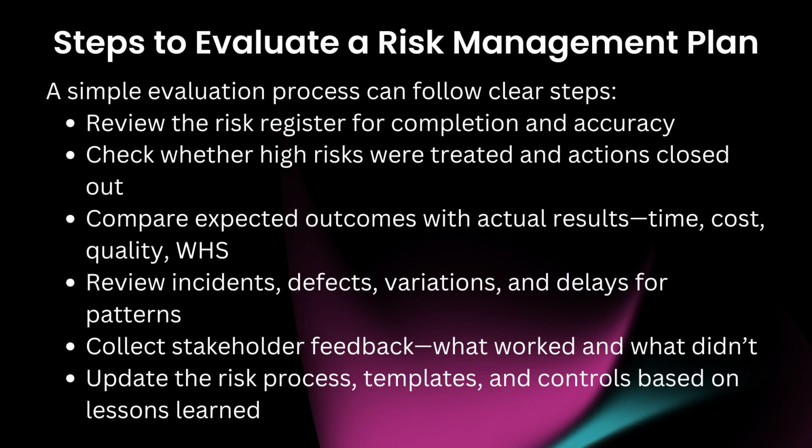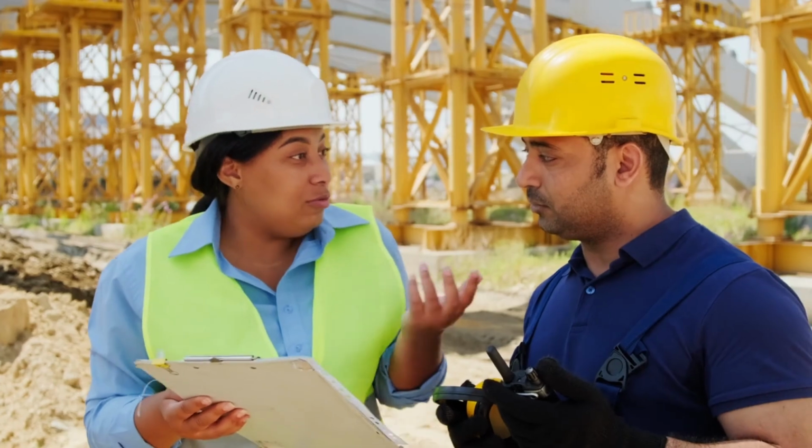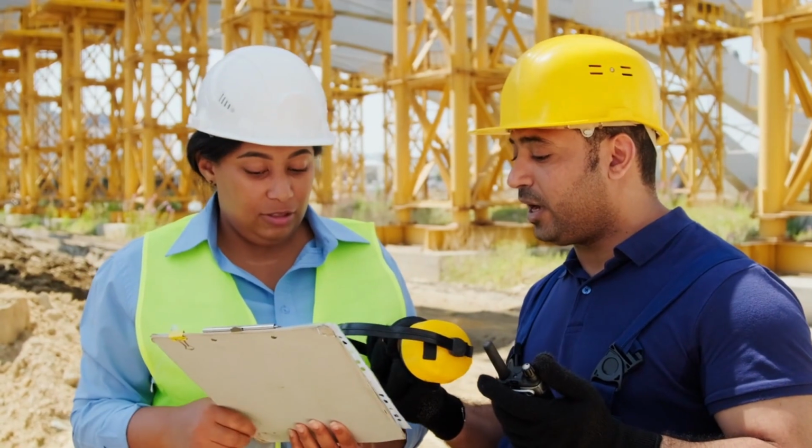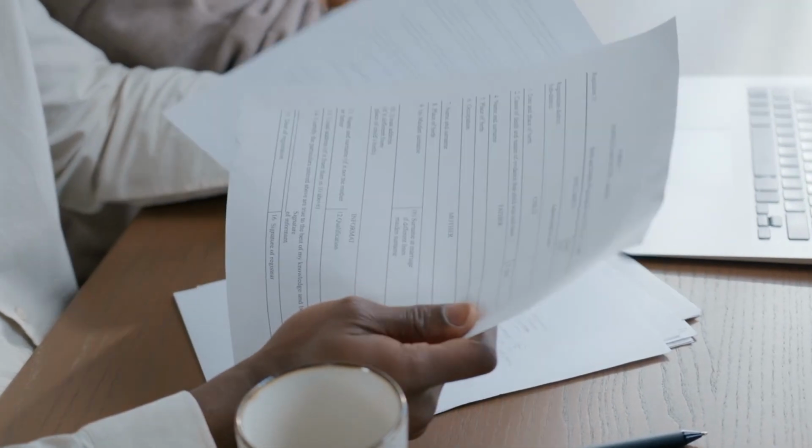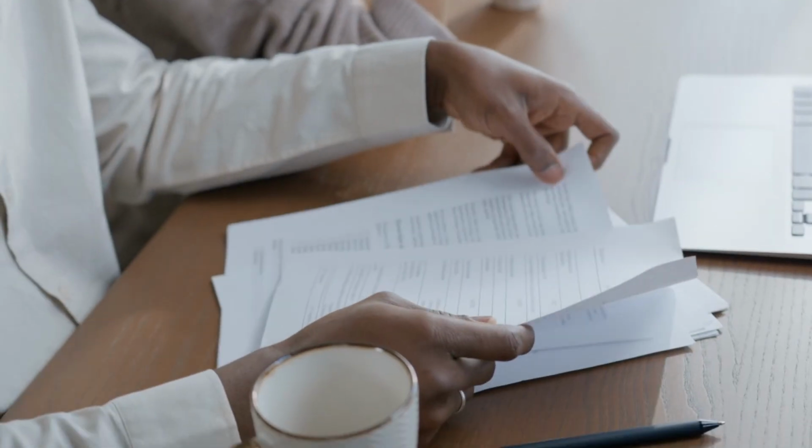Compare expected outcomes with actual results: time, cost, quality, WHS. Review incidents, defects, variations and delays for patterns. Collect stakeholder feedback: what worked and what didn't. Update the risk process, templates and controls based on lessons learned.